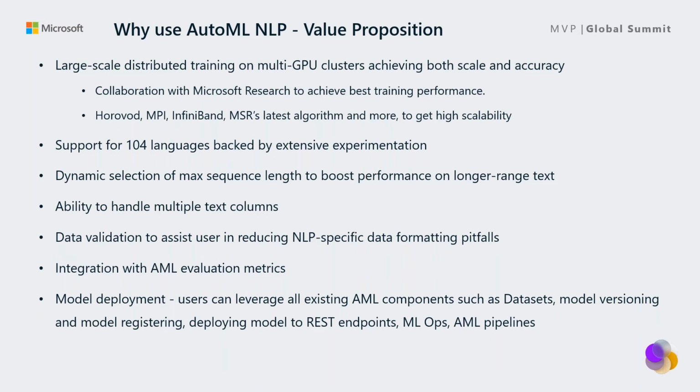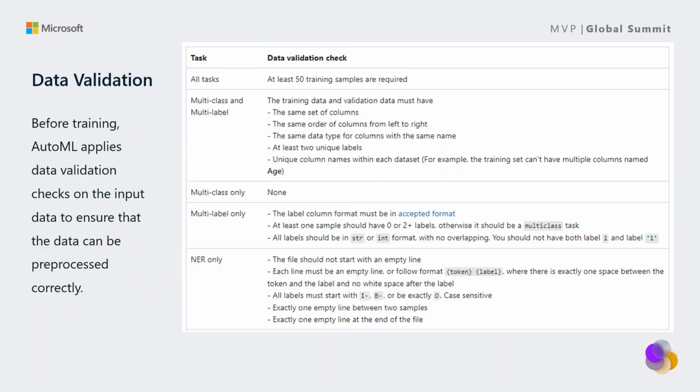So this is an overview of the innovation we added to AutoML NLP, and I'm going to show you more detail about each specific bullet point. We want to start with data validation. Before your training starts, AutoML will apply data validation checks on the input data to ensure the data can be processed correctly. To use AutoML NLP, we expect you to bring your labeled data.